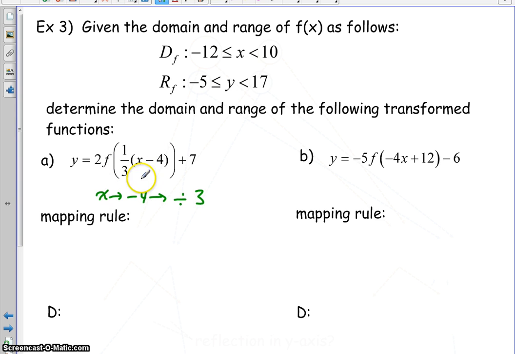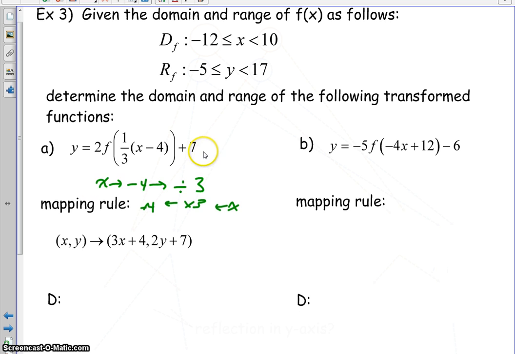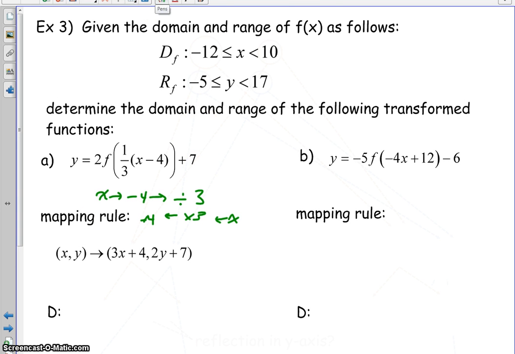Okay, so x inside the function here, subtract 4, then divide by 3. So in inverse, you're going to multiply by 3, and then add 4. Okay, so that gives you a mapping of 3x plus 4, and then looking at what happens outside to y, it's 2y plus 7. Okay, so now, once you have that, here's where your new domain and range come in.